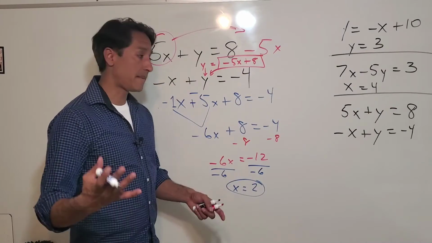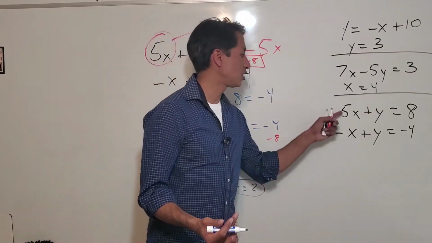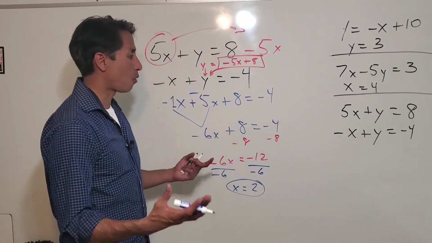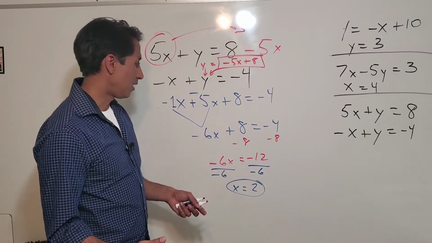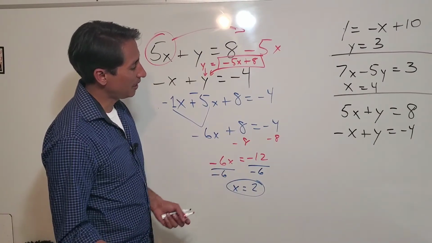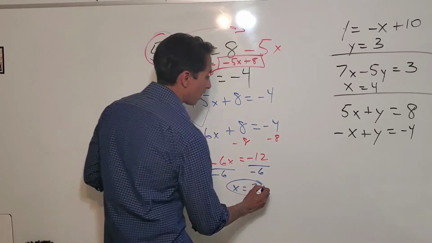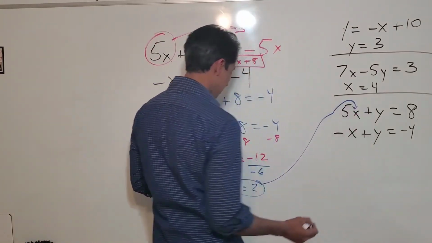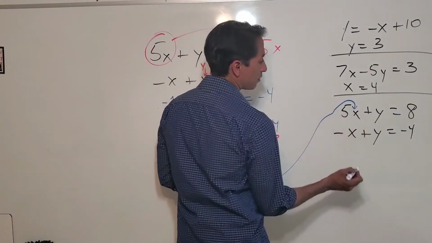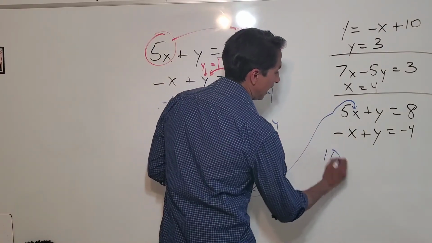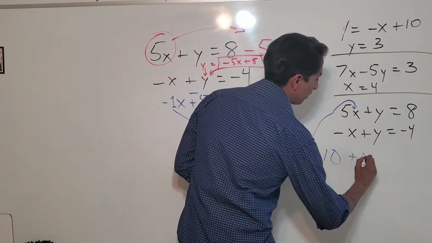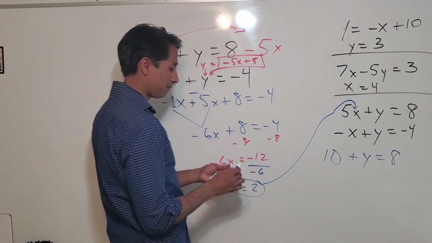Okay, well, now let's pick one of the equations and plug it back in to solve for y. I don't know which one is going to be easier, actually. I'll just pick the top one, whatever. We'll put it right here, right? X equals 2. 5 times 2 is 10. So I end up with 10 plus y equals 8.